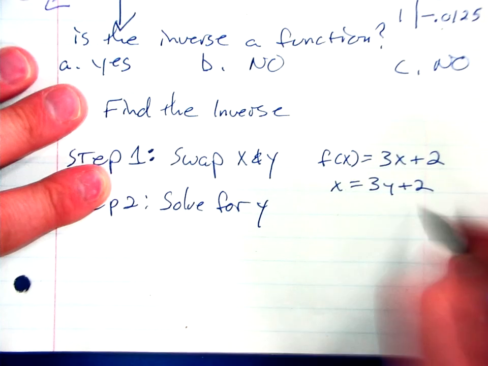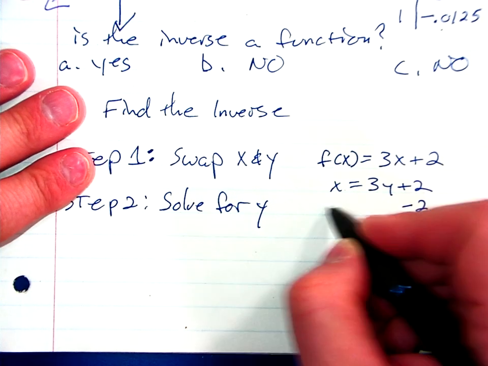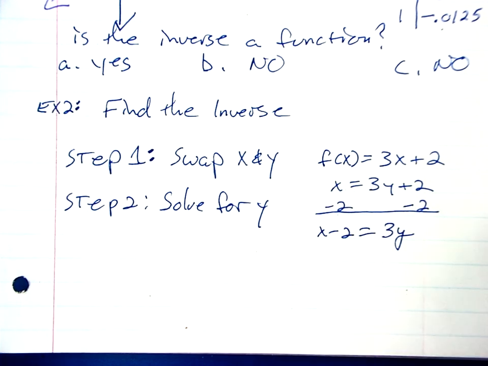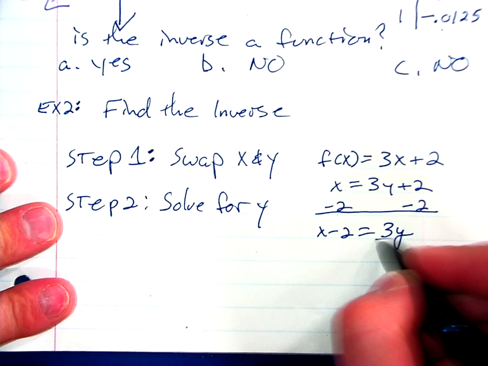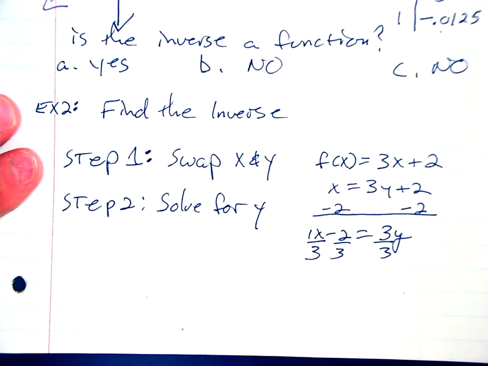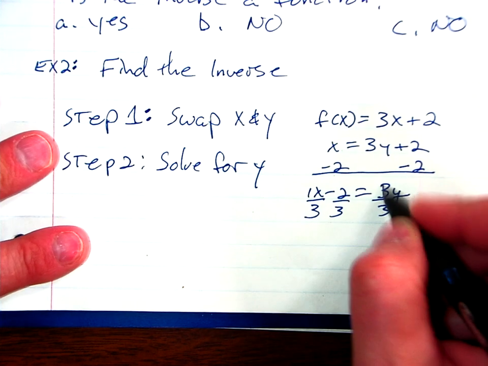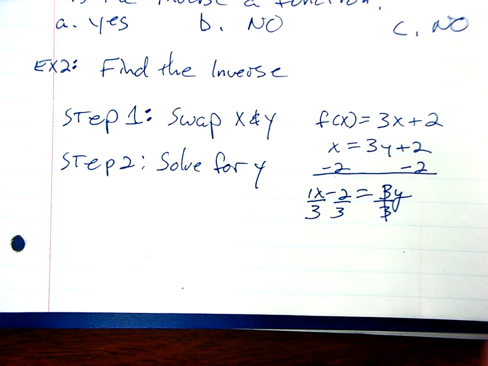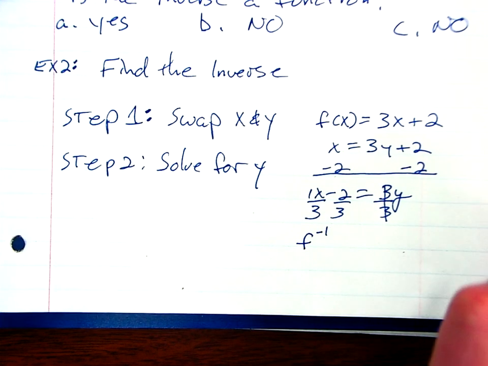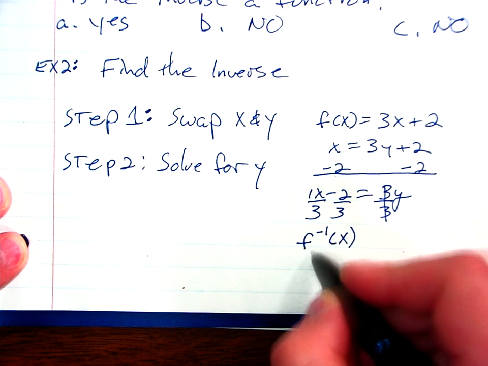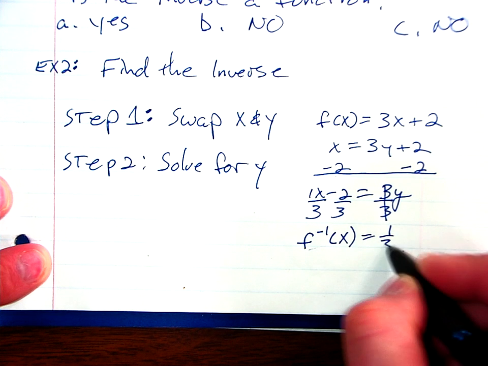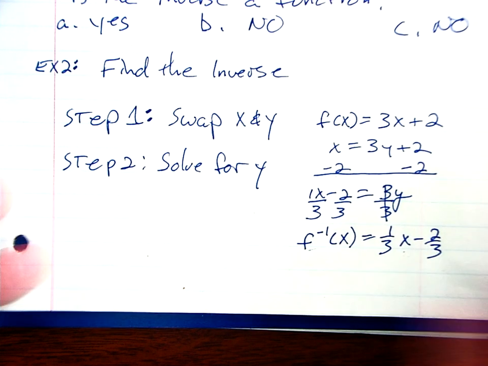So I personally would get rid of the 2 first. So x minus 2 equals 3y. We do not have the y completely by itself. So I'm going to divide by 3, divide by 3, divide by 3. There is a 1 there, even though you don't see it. So these 3's cancel out. Now the symbol we use for this, we're going to replace the y with f to the negative 1 of x. So instead of function of x, it's the inverse function of x. And that would be 1/3 x minus 2/3.